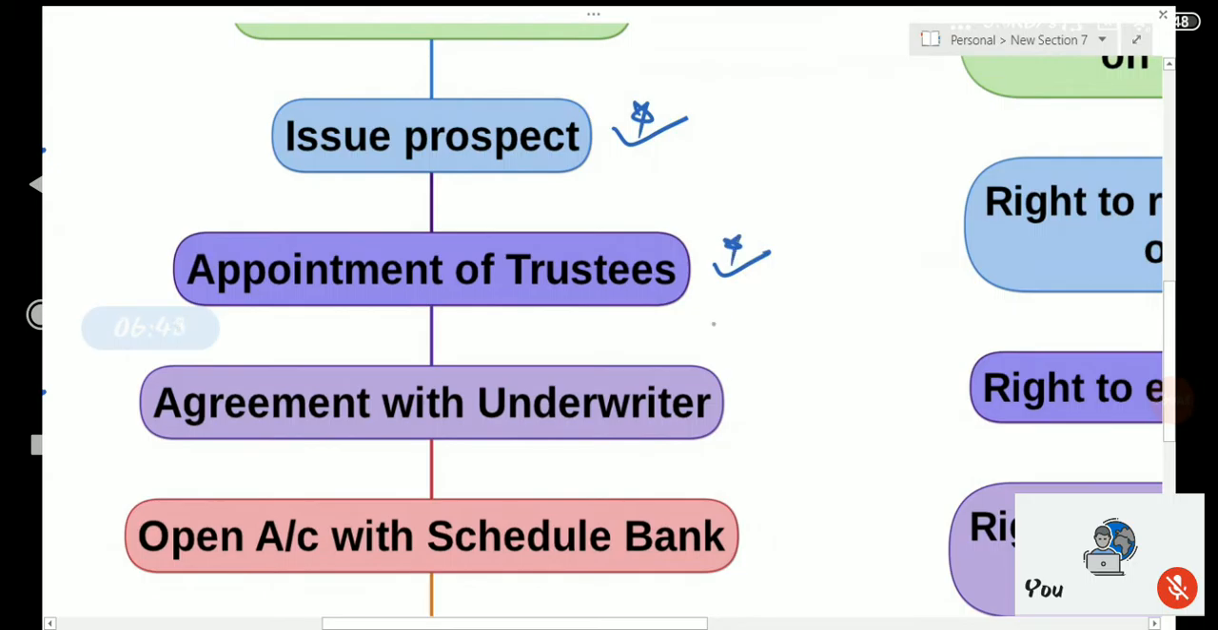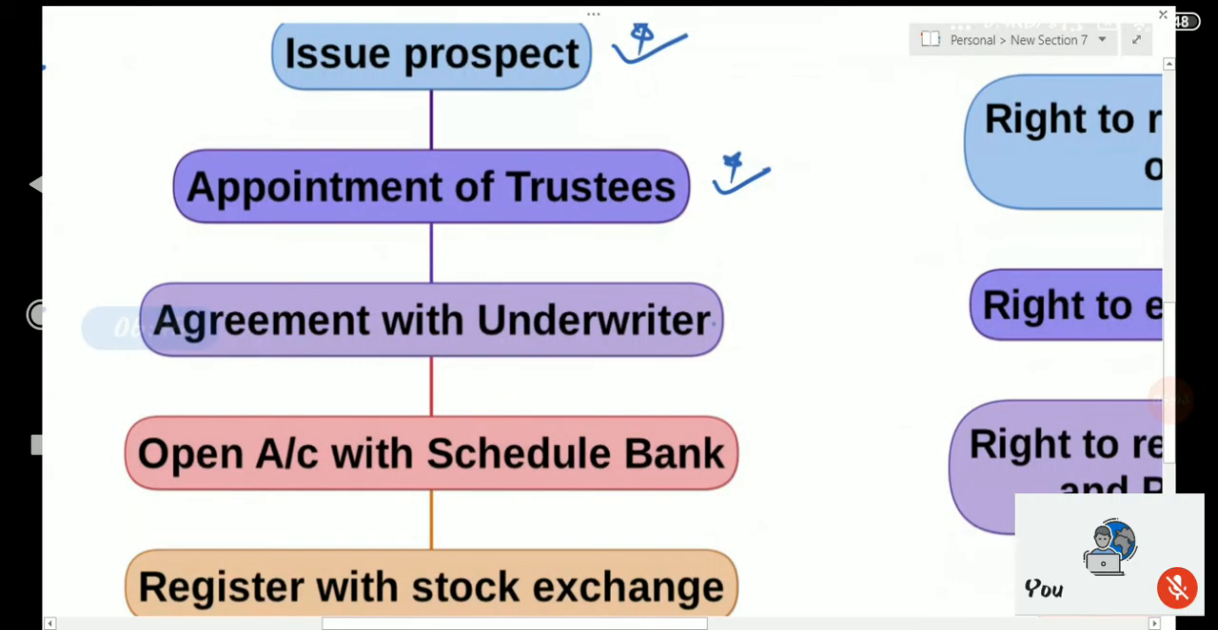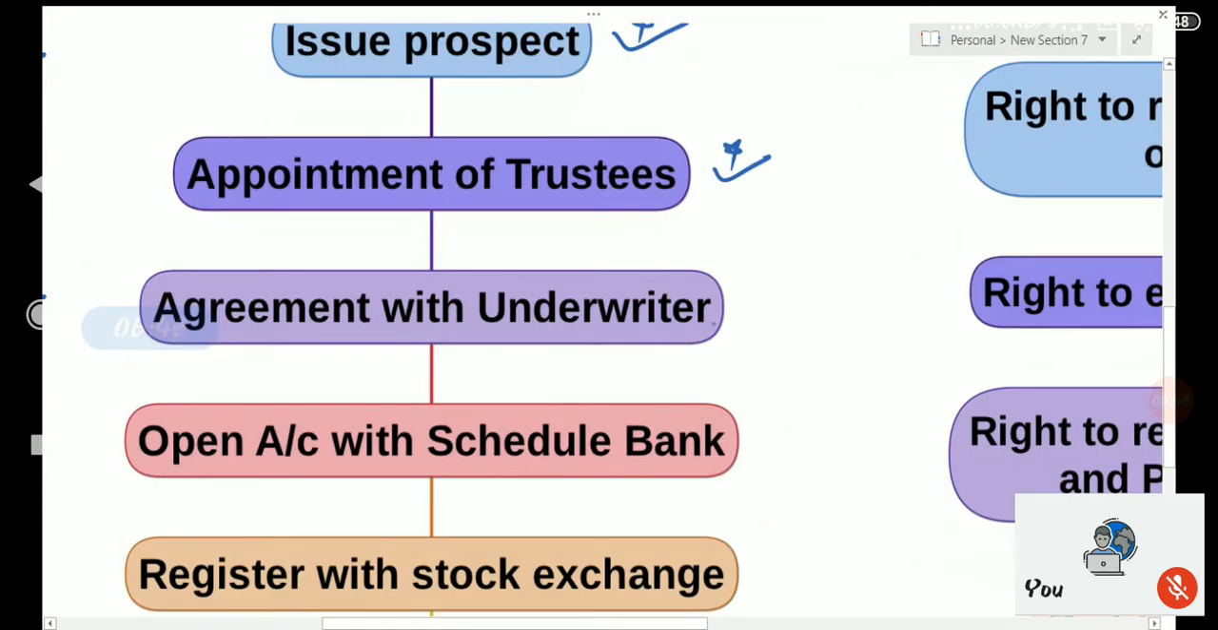Agreement with the underwriter. What if the company does not get a sufficient amount of applications from the public? The whole issue of debenture will come to an end. So in that particular situation, an agreement with the underwriter will take place.